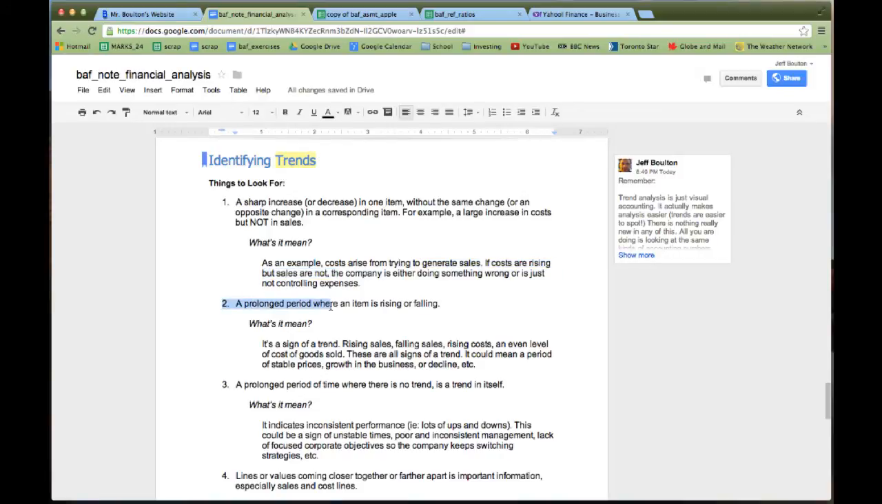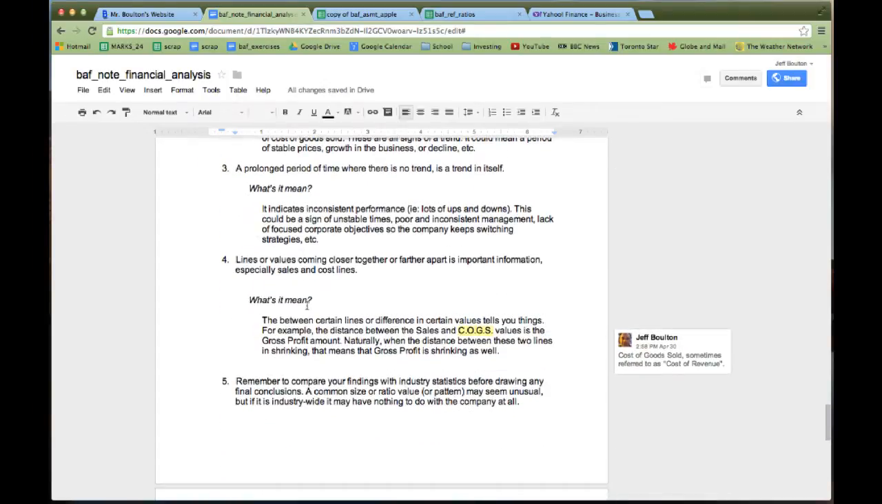2. A prolonged period where an item is rising or falling. That could be a good thing or a bad thing depending on what it is, and you've already seen some of those with Apple. A prolonged period of time where there is no trend, don't panic, that's a trend. It usually means they don't know what they're doing, management, or the company or the whole industry is in turmoil. It can mean a whole bunch of different things. It can mean that there is no pattern, that there's a bunch of changes, everything's in flux. No trend can be a trend.